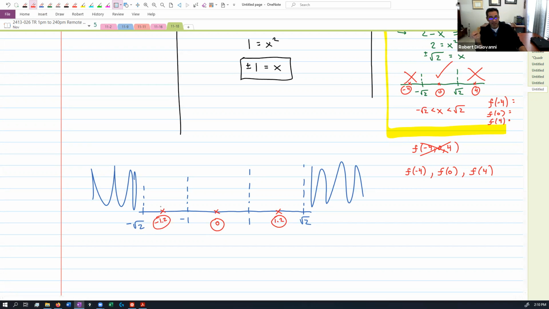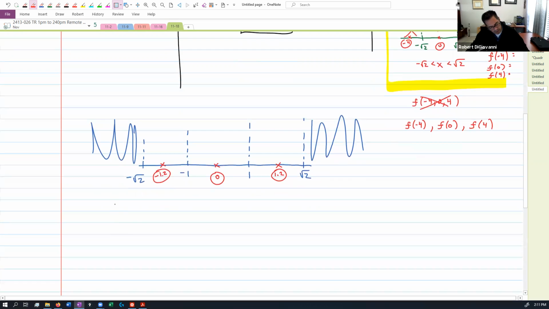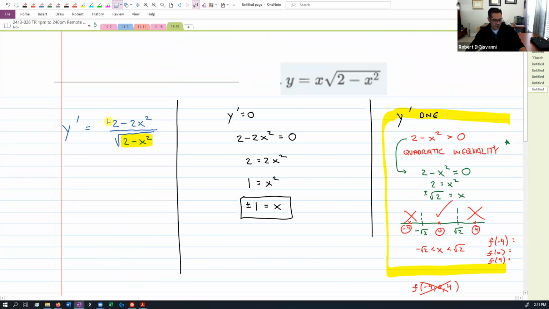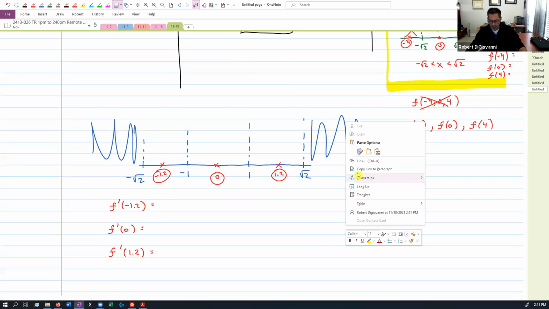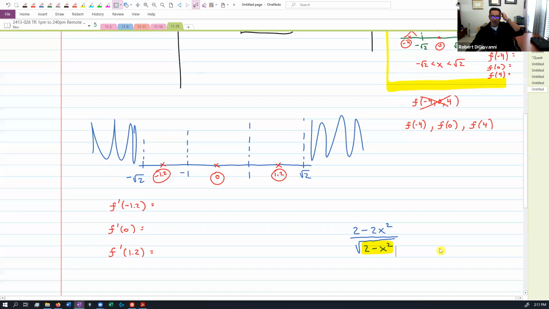And I'm going to plug those into the first derivative, right? So we want to know what f prime of -1.2 is, f prime of 0, f prime of 1.2. And yeah, this is your derivative. Plug it in. Copy, paste. I can do a shortcut here.